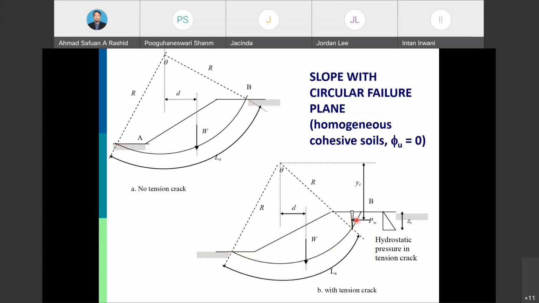So this tension crack, because it is filled with water, can contribute to the driving moment. We will have W as the driving force, and also PW as another additional driving force. And if we have a surcharge here, this surcharge also contributes to the driving force. So we may have a combination of three: the weight of the block, the hydrostatic pressure in the tension crack, and the surcharge on the top of the slope. That means if there is a tension crack, it can reduce the effective length, and definitely at the end it can reduce the factor of safety value. So that is the total stress approach.